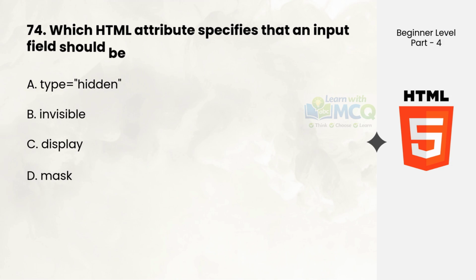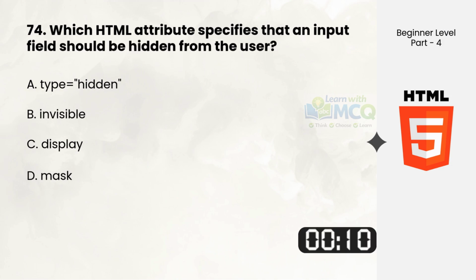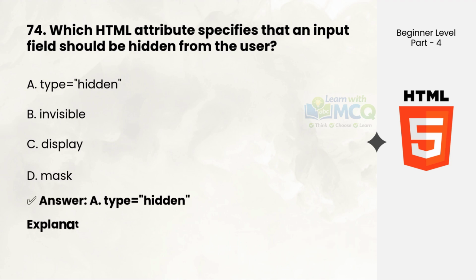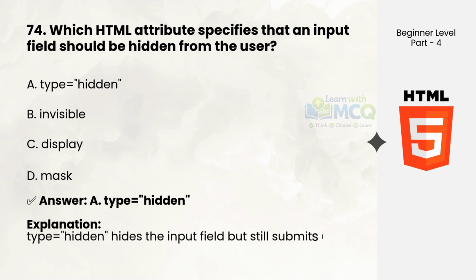Question 74. Which HTML attribute specifies that an input field should be hidden from the user? Options are A. Type equals hidden, B. Invisible, C. Display, D. Mask. The correct answer is A. The hidden input type hides the field from the user but still submits its value with the form.